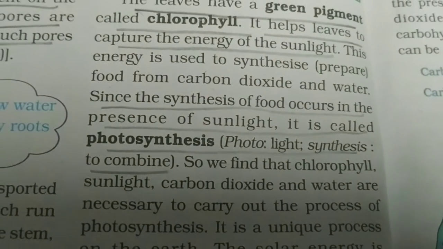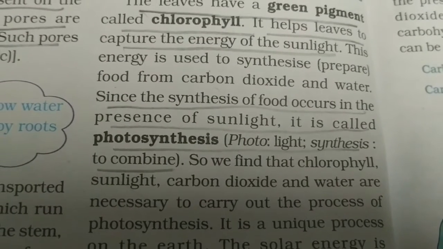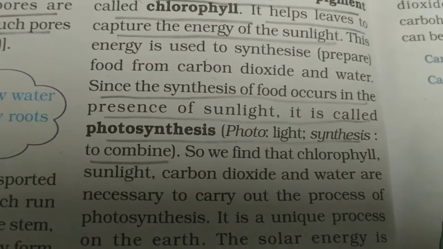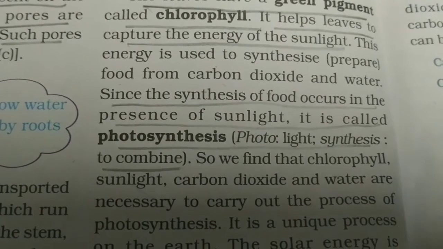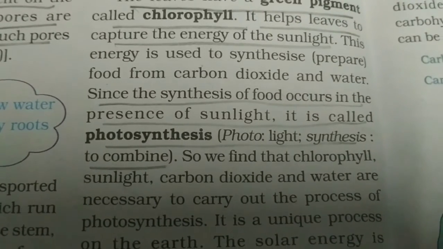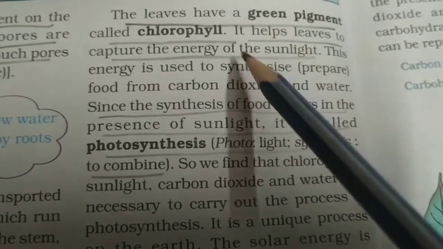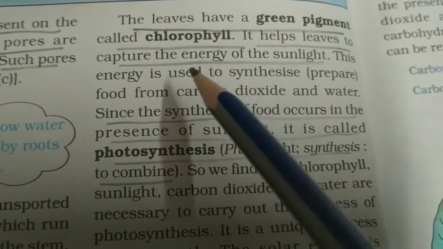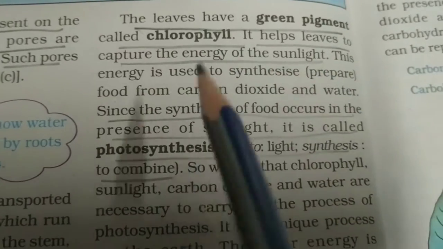So you know that carbon dioxide was taken in through the stomata pores, which are surrounded by guard cells. And water and minerals were taken in from the roots, and through the vessels they reached the leaves. So you know how carbon dioxide and water were taken in. Now we're learning about how sunlight is taken in. The chlorophyll captures the energy of the sunlight.